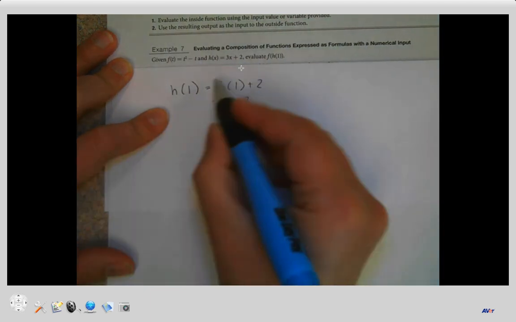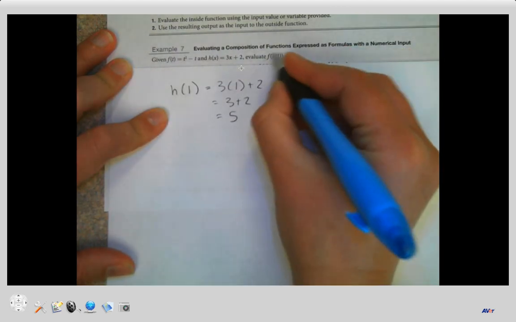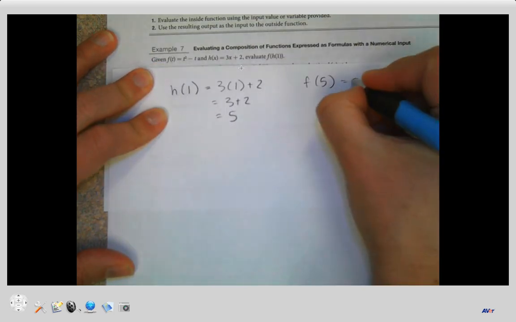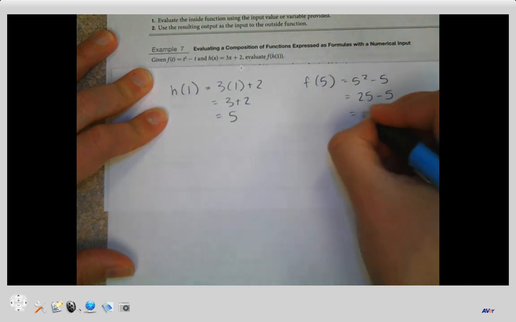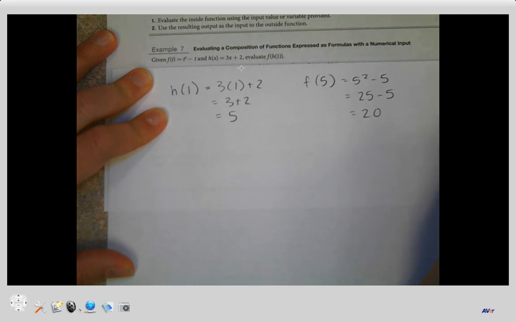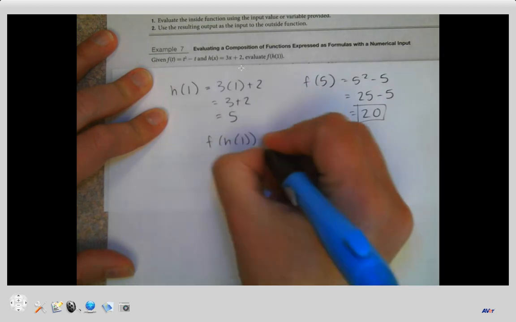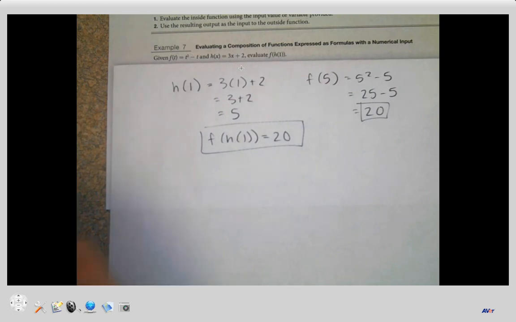We've evaluated the internal function, and now we're going to evaluate the external function. f of 1 is, here's the function, 1 squared minus 1. So 1 minus 1, which is 0. The answer to the whole thing is 0. We can write f of h of 1 is 0. There we go. We've practiced evaluating functions using tables, graphs, and equations.